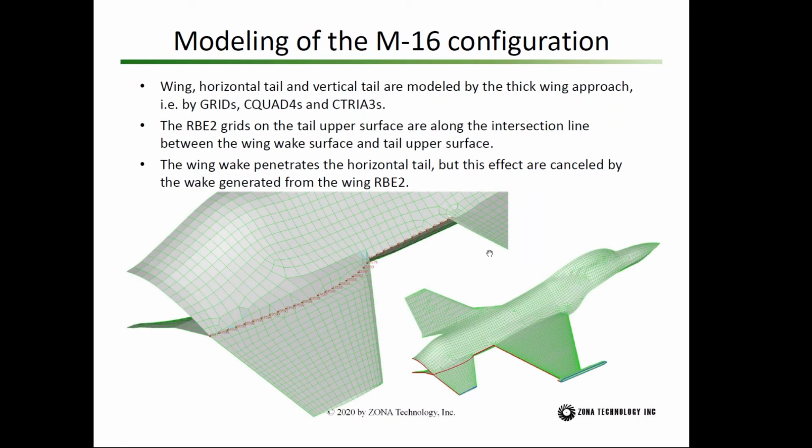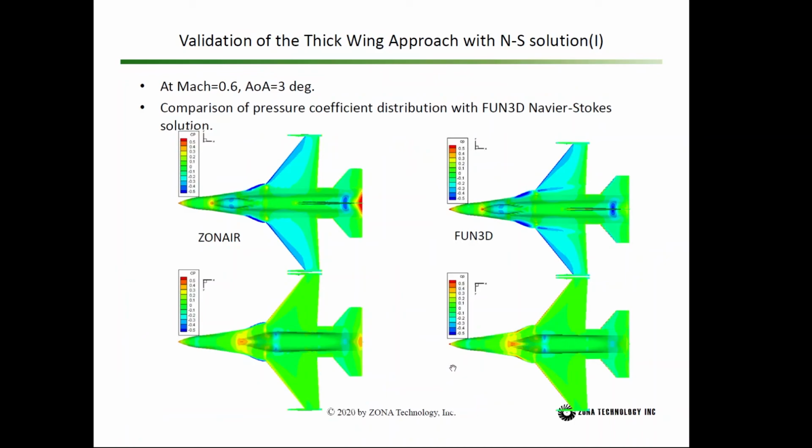And so you have to define the RBE2 along this side, also along those grids, and the location of those grids are where the plane of the wing wake intersects with the tail, and so you define RBE2 grids along this line, and then we can validate this approach.